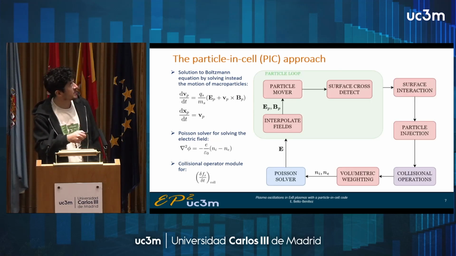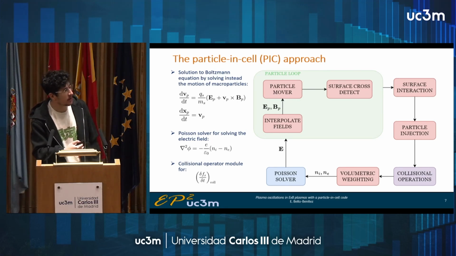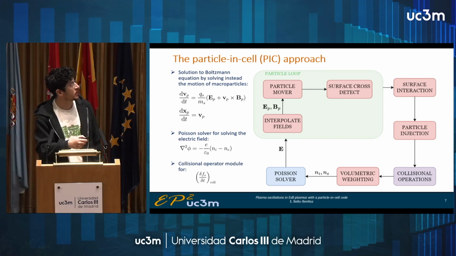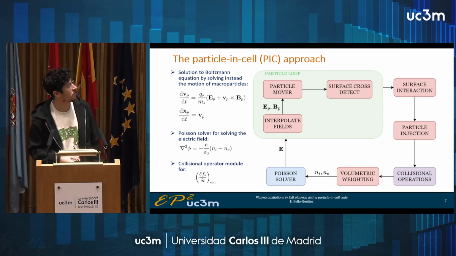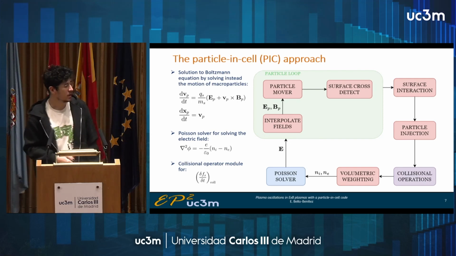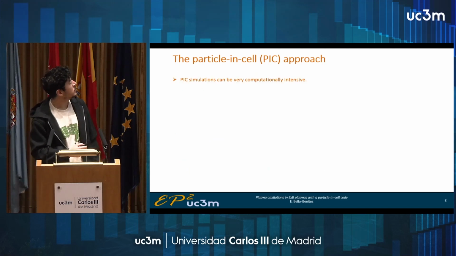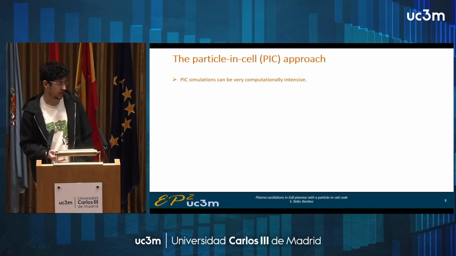So very briefly, this is a very general flowchart for a particle-in-cell code. We have the electric field in our domain, that is the input for what we call the particle loop, and for every one of these particles, we have to interpolate fields to the particle positions, we have to move those particles, and we have to detect crossings with any boundaries, okay? Out of the loop, we have to simulate the interaction with those boundaries, then we have particle injection through boundaries and also volumetrically, we have the simulation of collisional operations, and then we have the volumetric weighting operation that is basically computing macroscopic properties of the plasma, for example, the densities that we need for the Poisson solver that gives us the fields, okay? So this kind of simulation can be computationally very intensive.